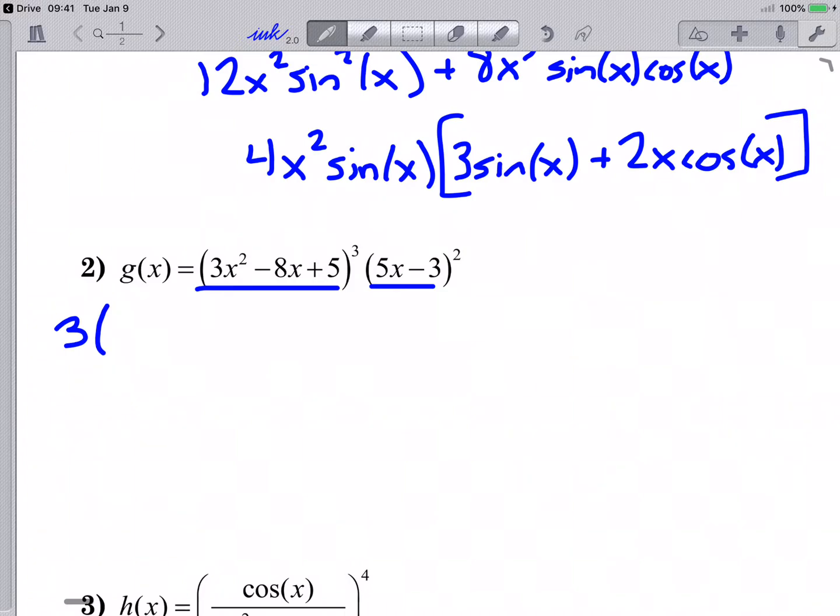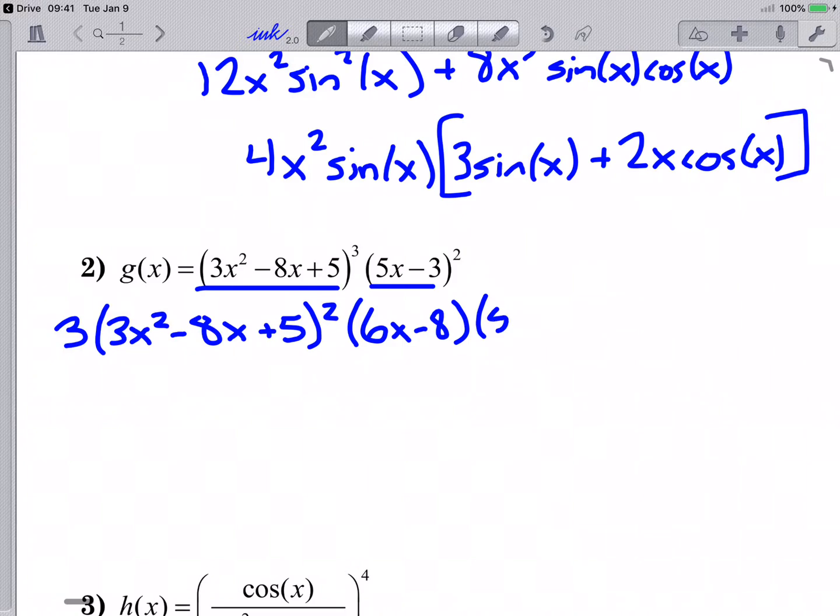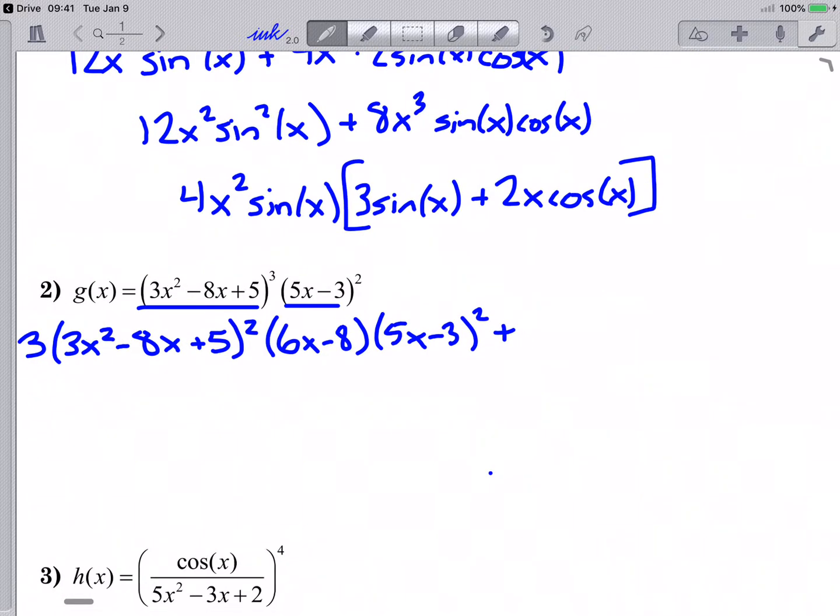I've got 3. Leave the inside exactly the same. Drop the power down 1. Multiply by the derivative of the inside. And that's the derivative of the first function. Now I simply copy the second function down, unchanged. Now I'm going to add to this. I'm going to copy the first function down and take the derivative of the second function.